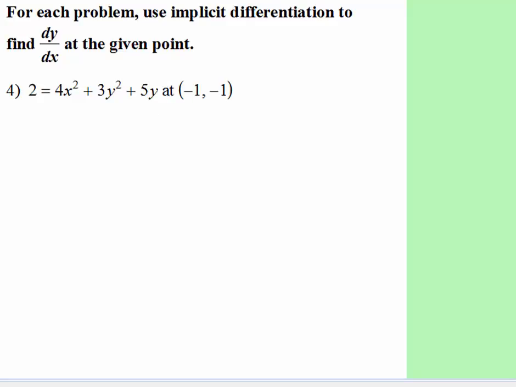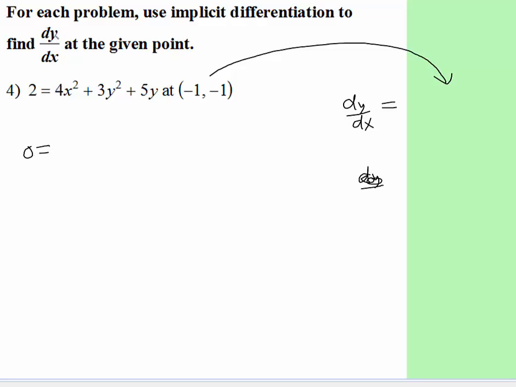For each problem, use implicit differentiation to find dy dx at a given point. We're going to do what we just did, and then at the very last, when we find the dy dx, we're going to go ahead and plug that point in, simplify again, and then you're going to have the slope of the tangent line.